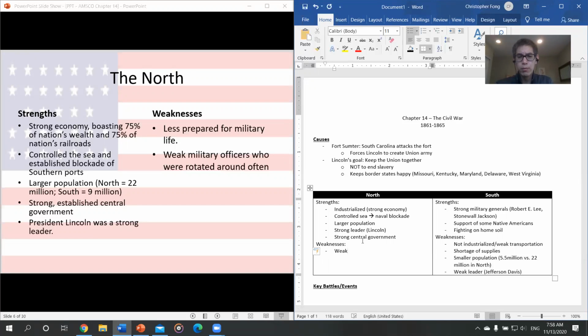Weaknesses, though, they had weaker military officers. They didn't have the brilliant military leaders like the South did, and then not prepared for military life. The North was used to urban living in factories, not ready for military life.